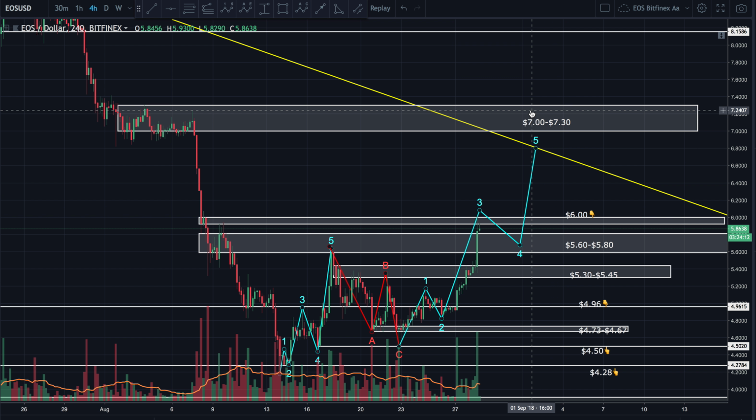Okay, looking to the upside, guys, if price can break above $6, there's not a lot of resistance between $6 and $7 other than this descending resistance line, guys. So it may be a very quick rise. If it does break above 6, a very quick rise to 7. If we break above 7.3, this is going to be a very strong resistance between $7 and $7.30.